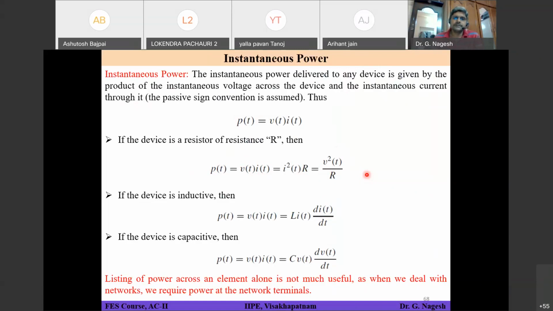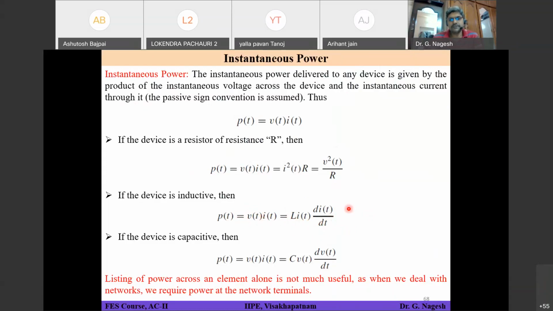One more element is the inductor. If you consider an inductor, P of t is equal to V of t into I of t. You know the voltage across the inductor can be given as L into derivative of I with respect to t. If you do that, you will get the power P of t is equal to L into I of t into derivative of I with respect to t. So this is the instantaneous power across your inductor.